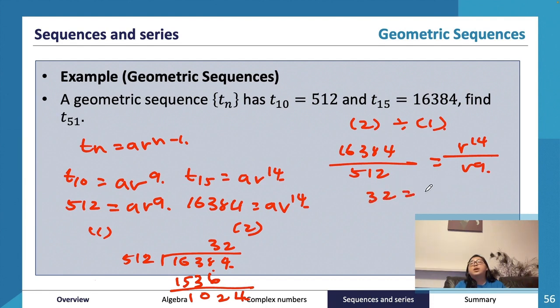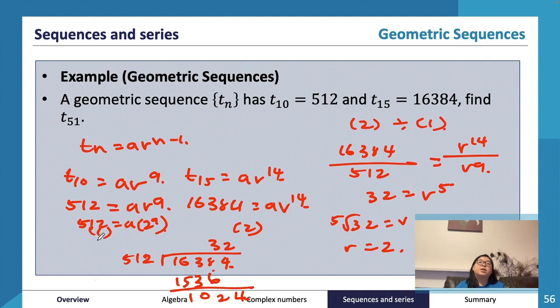So 32 would equal R to the power of 5. So if we fifth root 32, 32 was just 2 to the power of 5, so R would just equal 2. Okay, so then we can sub it back in to one of these to actually find what A is. So now that we know R is 2, 2 to the power of 9, so that's going to be 512 equals A times 2 to the power of 9, and 2 to the power of 9 is actually 512. So A will just equal 1. And we can check that one more time.